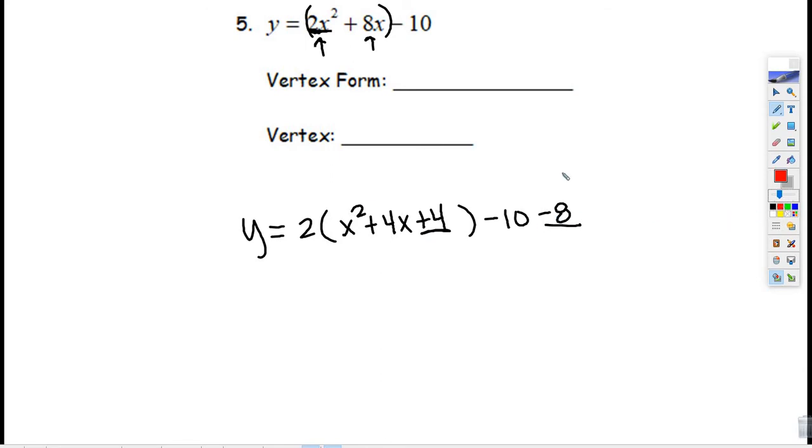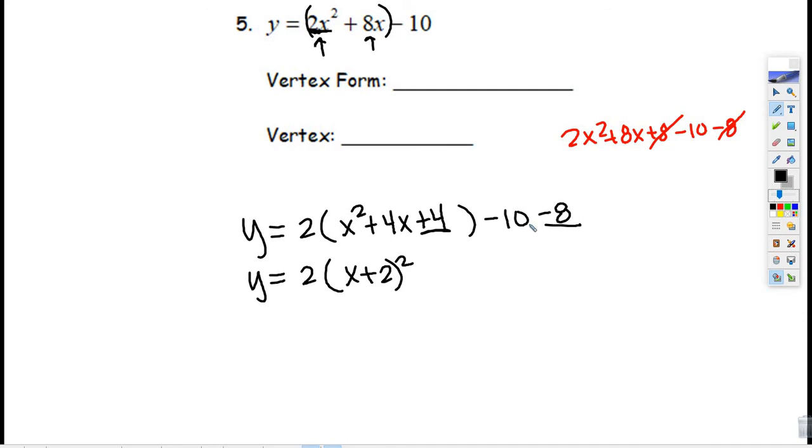Now remember, you should be able to simplify this problem as if you were working it and get back here. So if I distribute the 2, that's 2x squared plus 8x plus 8 minus 10 minus 8, and these two go away and leave me with exactly what I started with. So we know we did not change the equation, so I have y equals 2 times my perfect square, (x plus 2) squared. A negative 10 and a negative 8 is negative 18. So I have 2 times (x plus 2) squared minus 18 with a vertex at (negative 2, negative 18). Okay?